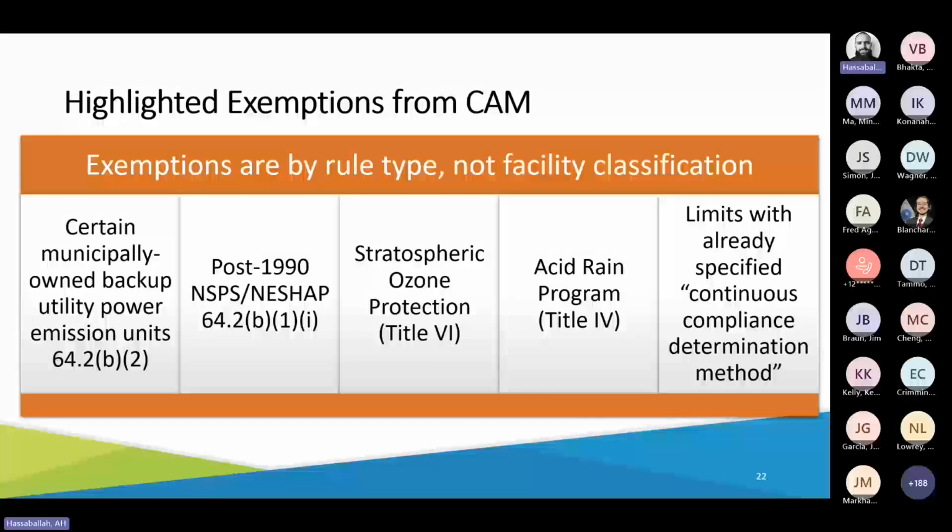And just to reiterate, this is already addressed, but amendments after November 1990 are not necessarily addressed. You would need to ask if the updated standard addresses monitoring in such a way that it would satisfy CAM requirements.